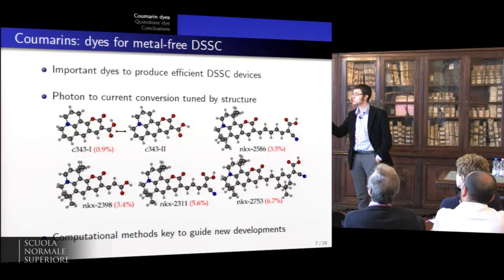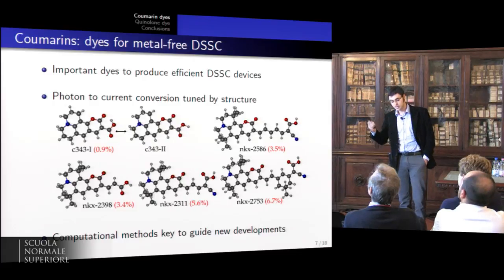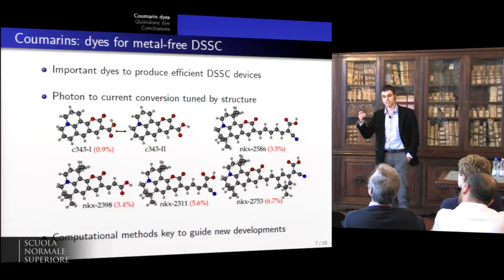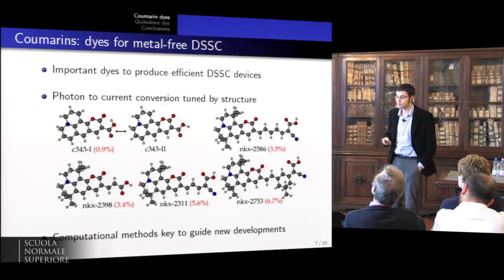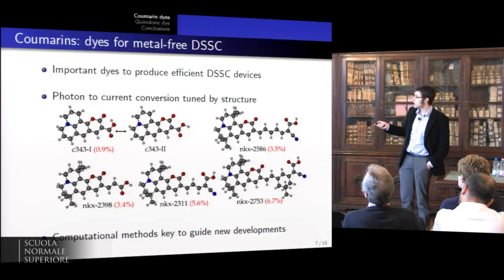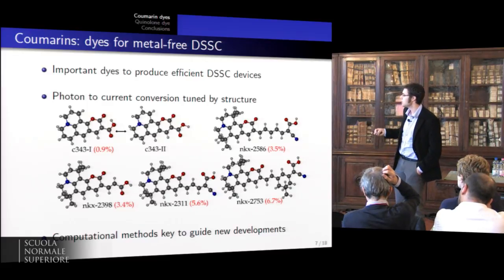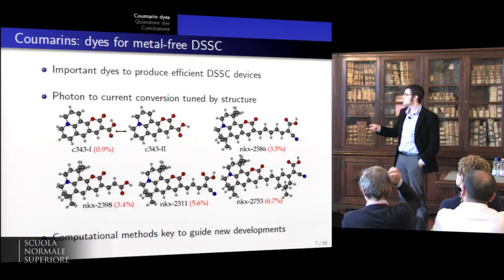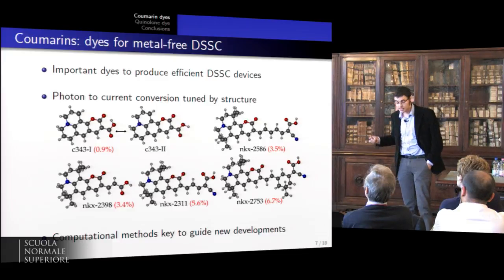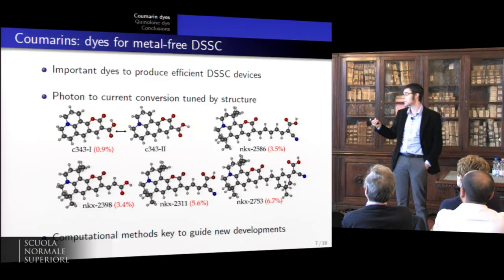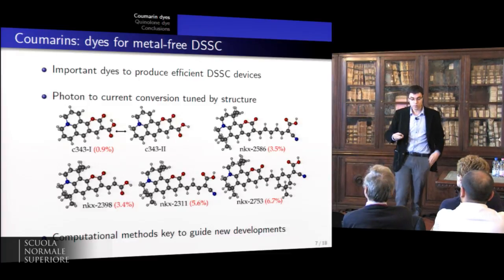We have selected a set of coumarins, which are important dyes for dye-sensitized solar cells. They're important because they have some synthetic versatility, and the photon to current conversion can be actually tuned by the structure. This is the set of molecules that we have used for our simulations, and we can see that the efficiency can have around a 7-fold increase by properly selecting the derivative. In this sense, computational methods can be key to guide new developments if we are able to provide an accurate prediction of the properties of the dye.